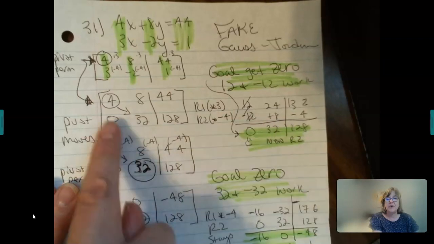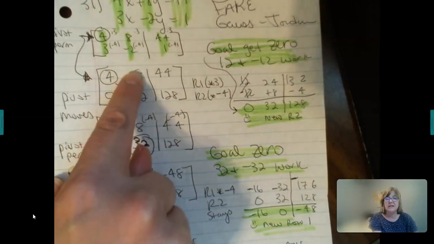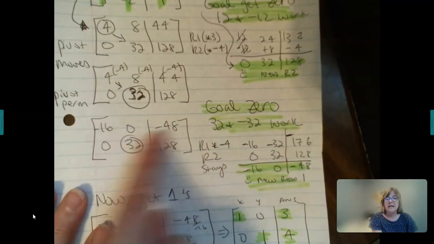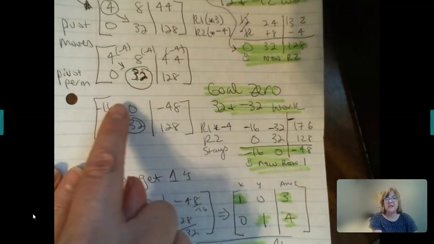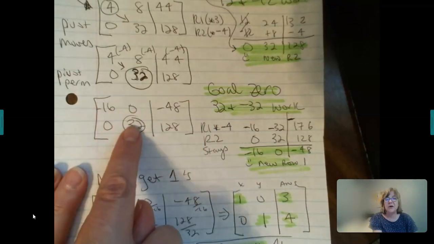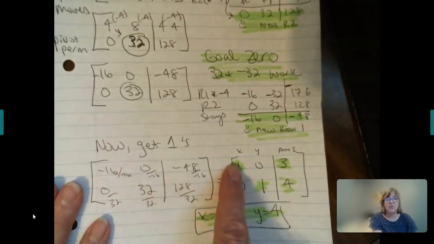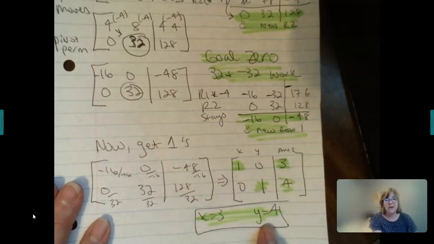Then scratch paper, new row. Then over here, you want to get this 0 second. So 32 and -32 make a 0. And then at the end, you divide. So divide to get a 1. So -16, divide across. And then here I want a 1, divide by 32 across. Showed that down here. So my answers are 1x equals 3, 1y equals 4. And there I got that.